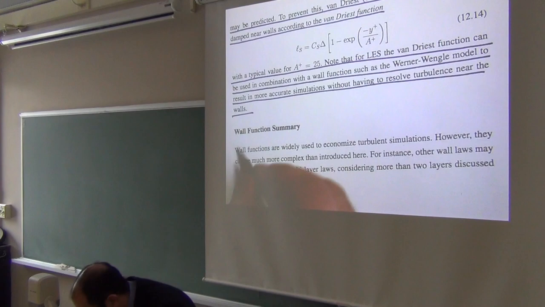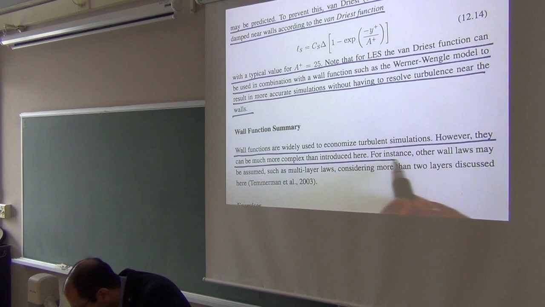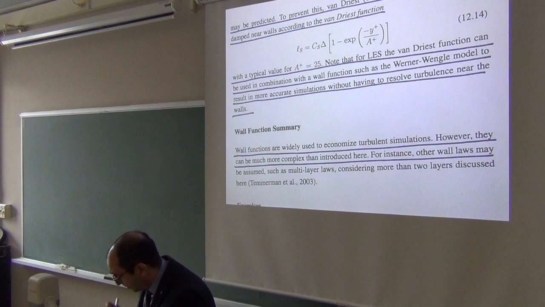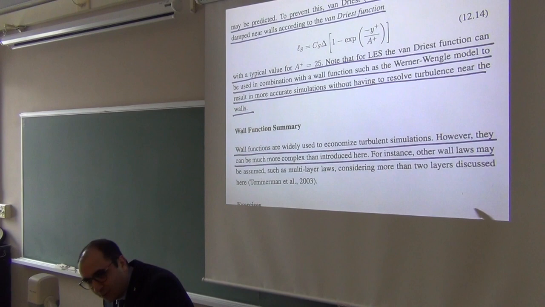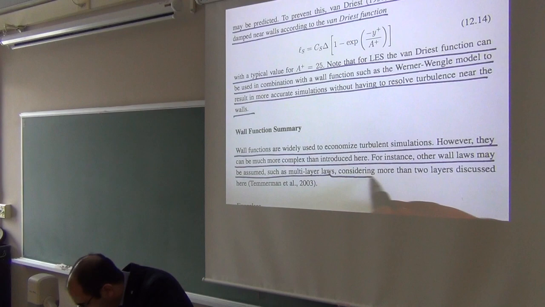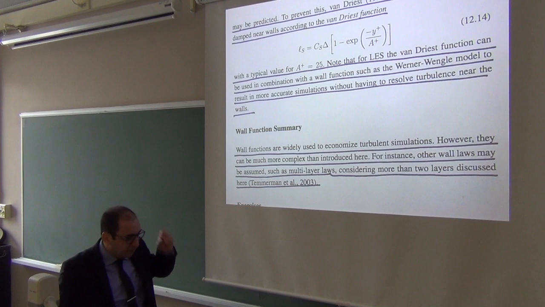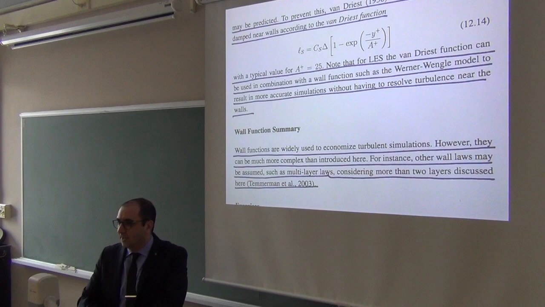So to summarize this, wall functions are used widely to economize turbulent simulations. However, they can be much more complex than introduced here. You could have, let's say, thermal wall functions, species transport wall functions. Even turbulent kinetic energies themselves have wall functions. The solvers have wall functions. For instance, you might actually have not a two-layer, but multi-layer wall functions, with a lot of complications, and a good reference is Temmerman in 2003, which discusses a lot of these. Again, it doesn't say that to do a good job you necessarily need a complicated wall function. Sometimes you need simple wall functions, but you have to know what you're doing.